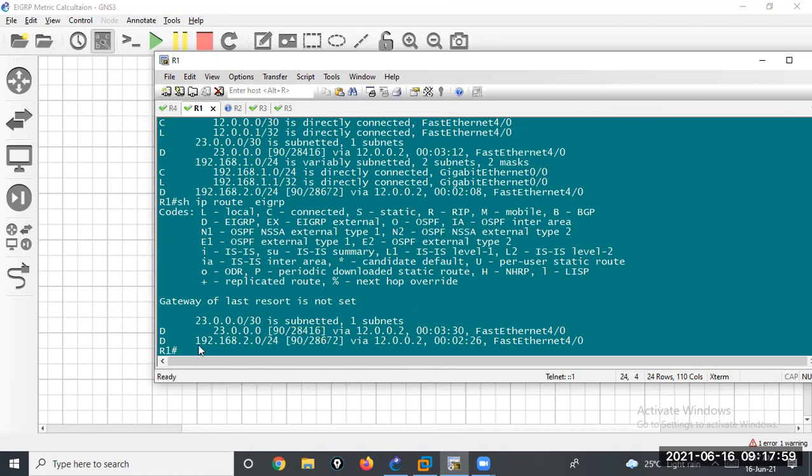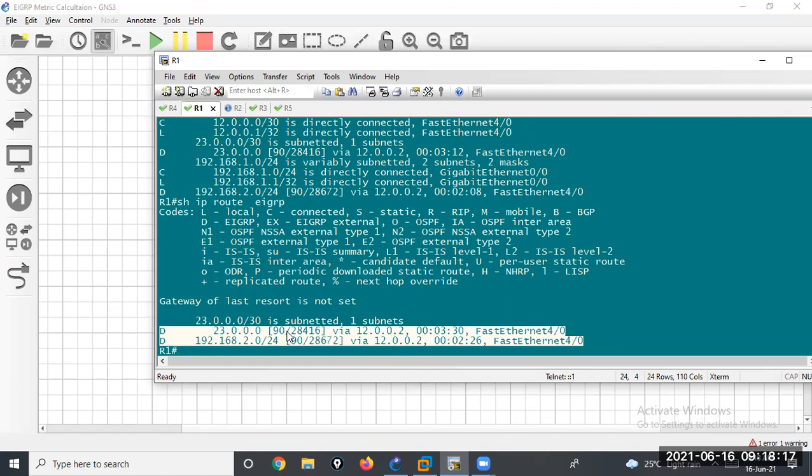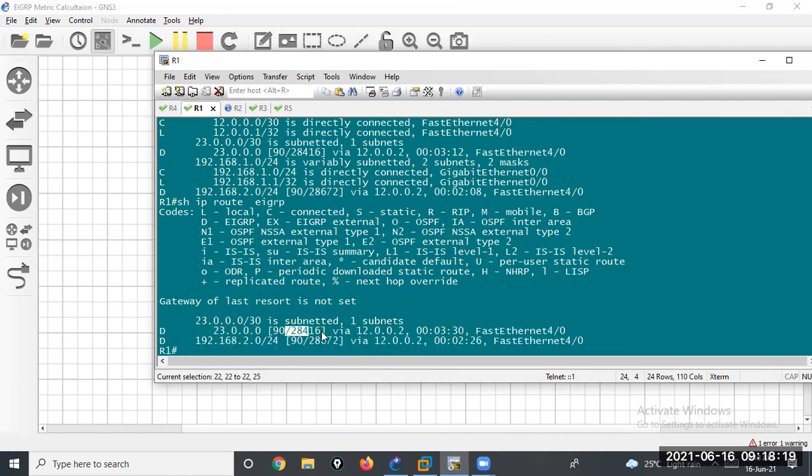And the second network is 192.160.2.0/24. The metric is 28,672, and it has also been received from 12.0.0.2. This is the routing table. Now I will show you how this metric is calculated.